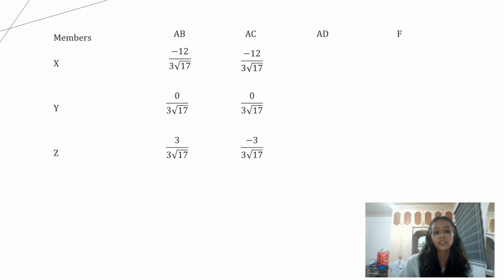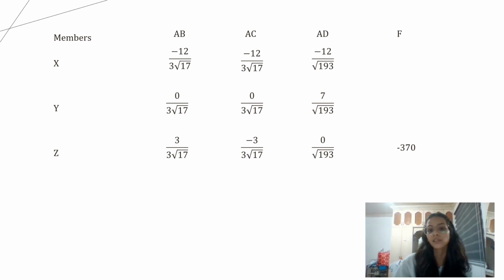And for our AD, the member X is negative 12 over square root of 193, Y is 7 over square root of 193, and Z is 0 over square root of 193. And for our force, in the line of Z it is negative 370, since our force is parallel to Z.